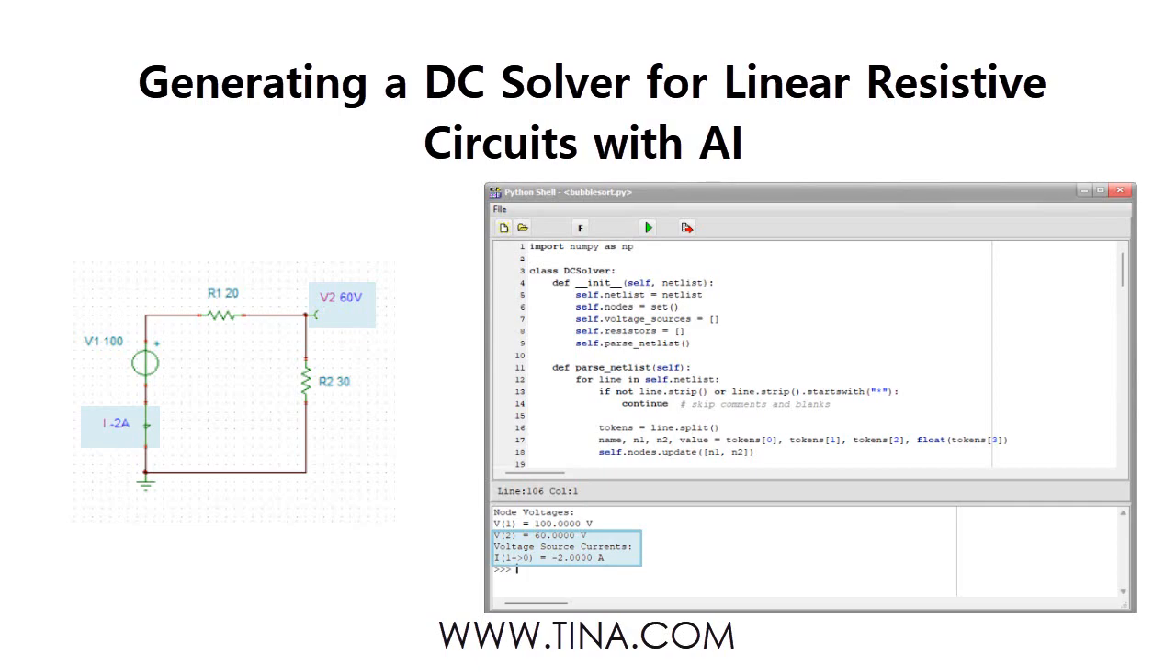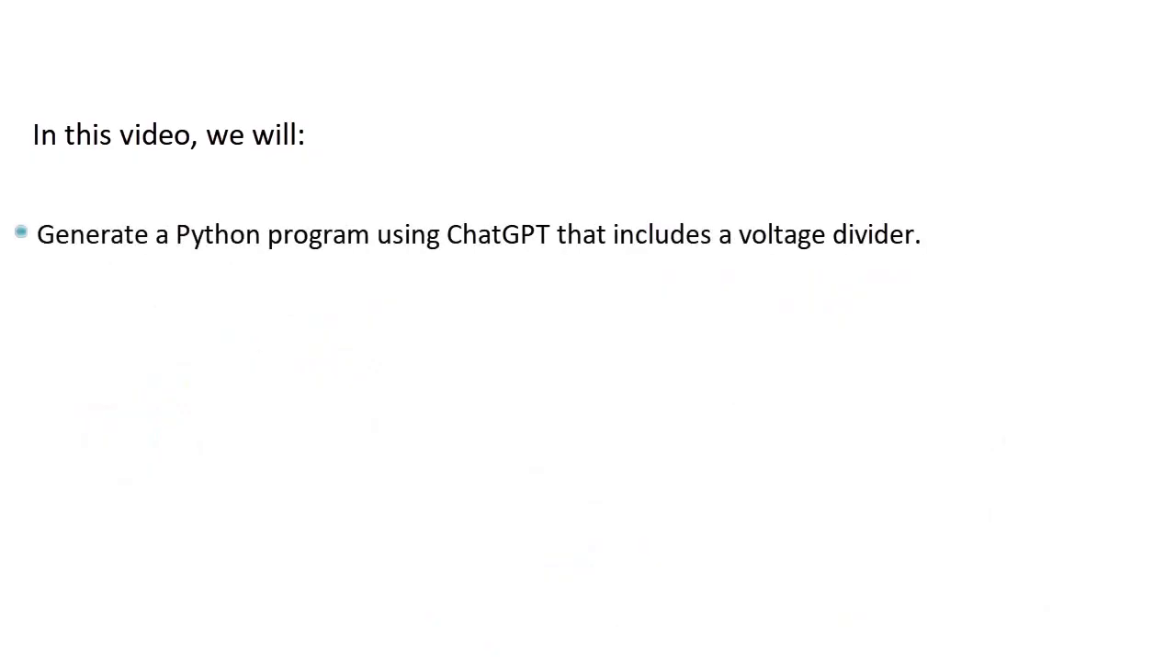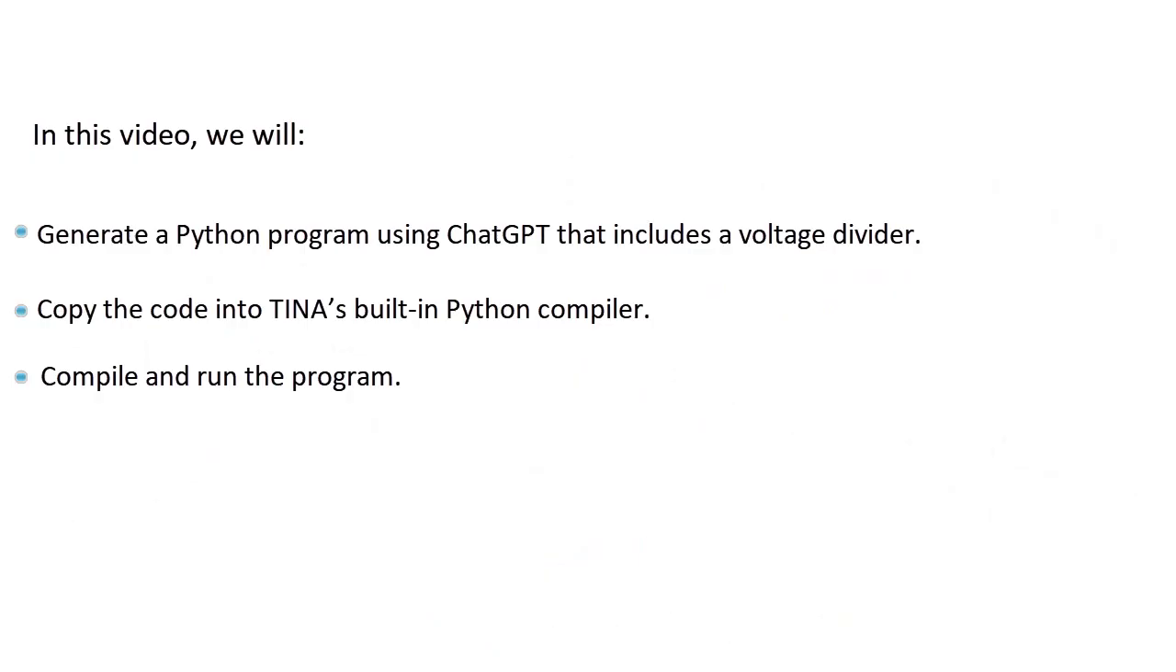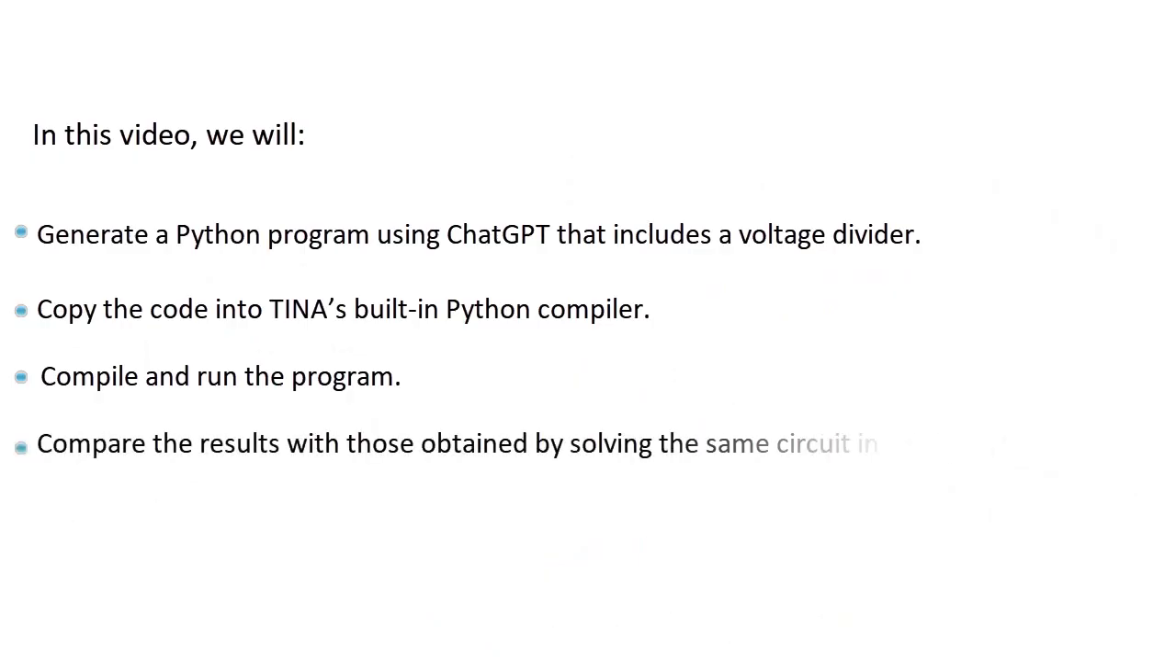Generating a DC solver for linear resistive circuits with AI. In this video, we will generate a Python program using ChatGPT that includes a voltage divider. Copy the code into Tina's built-in Python compiler. Compile and run the program. Compare the results with those obtained by solving the same circuit in Tina.